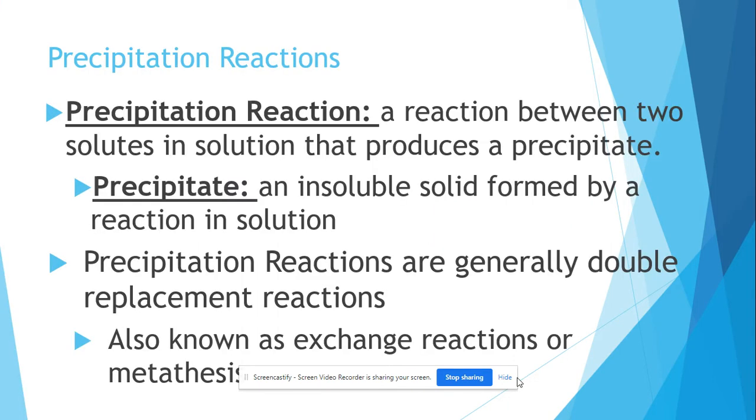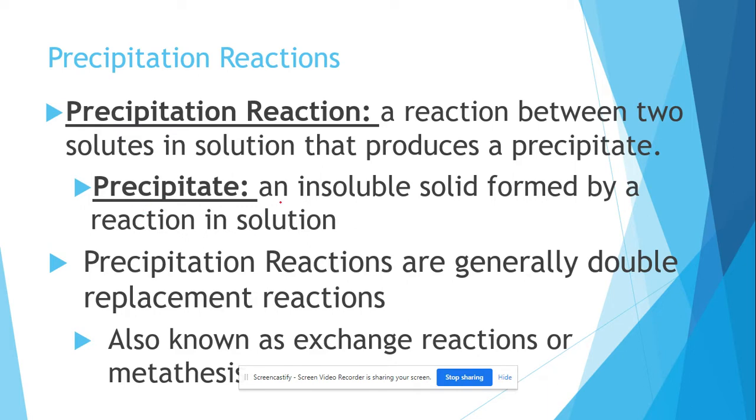First, in order to understand precipitation reactions, we need to identify and define them. A precipitation reaction is defined by your textbook as a reaction between two solutes in a solution that forms a precipitate, hence the name. That's fine if you understand what a precipitate is. If you don't, that's why we've defined it down below.